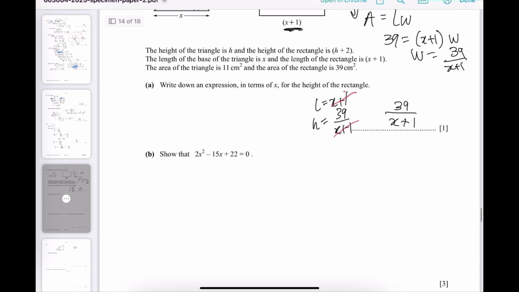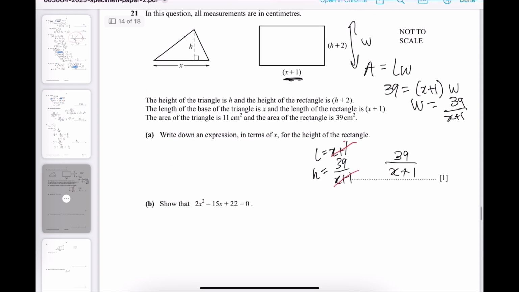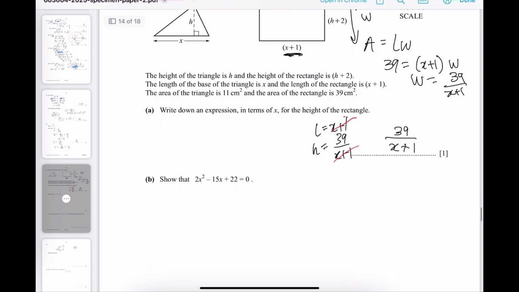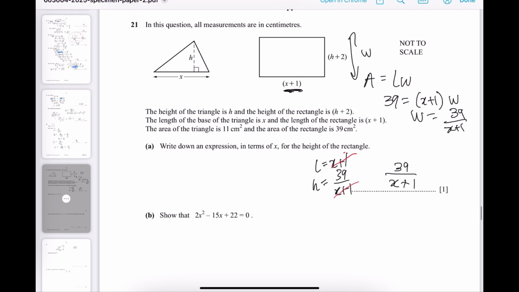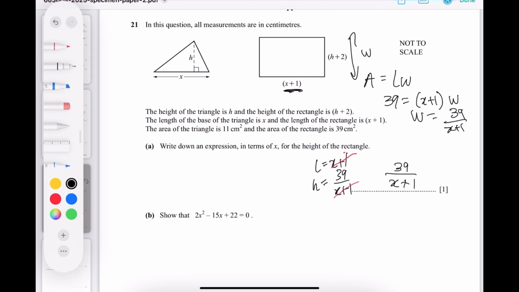Okay, so the way we would do this is, well, we know first of all that the area of the triangle is 11. So 1/2 base times height, x times height, is equal to 11. So x multiplied by h is equal to 22.